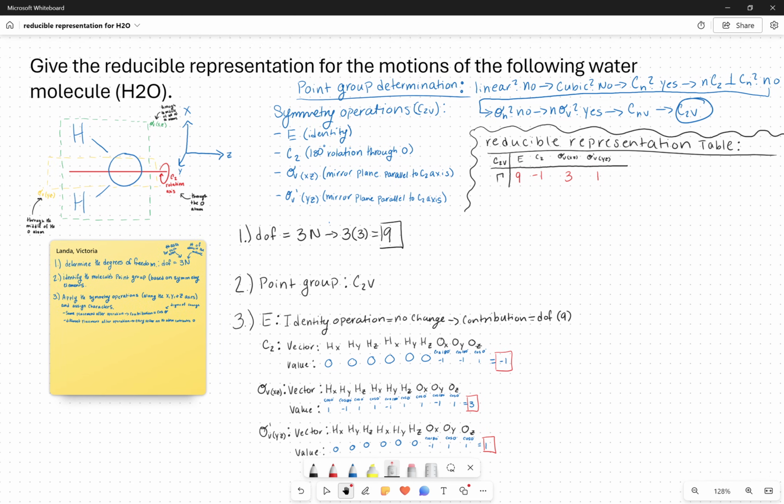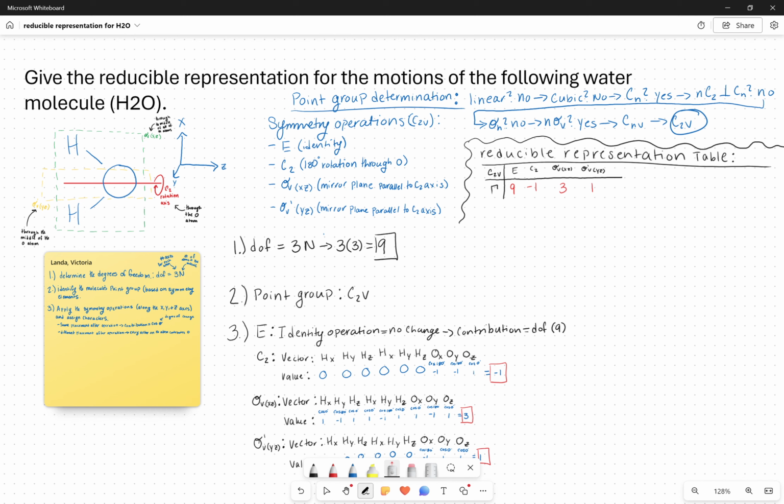Okay, so this question is asking us to give the reducible representation for the motions of the following water molecule, H2O, and the problem went ahead and gave us the assigned Cartesian axes. From that we can see that the z-axis is going directly through the oxygen molecule, and the x is going up, so x and z axes are in the plane of the paper with y coming out.